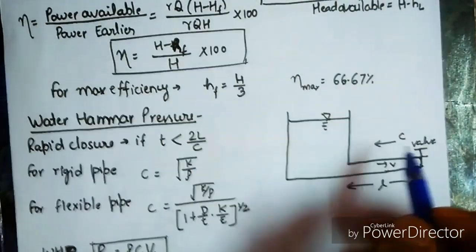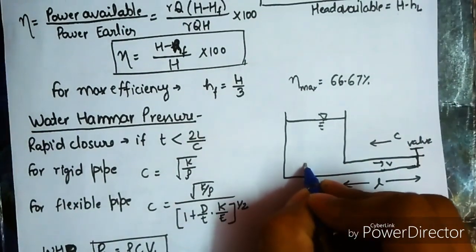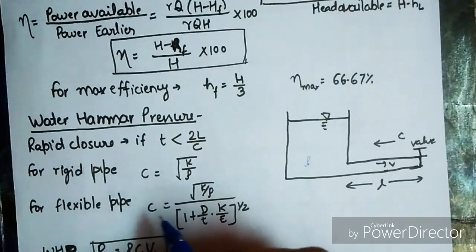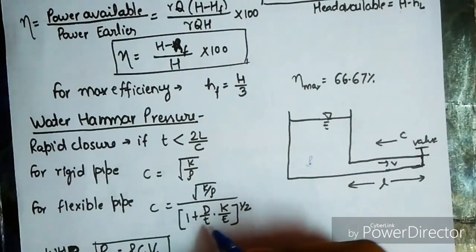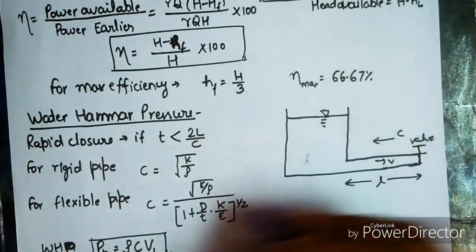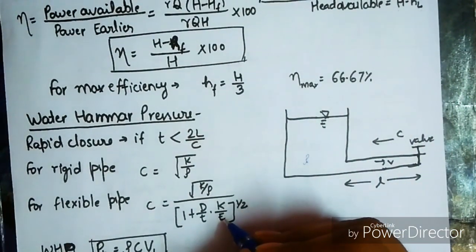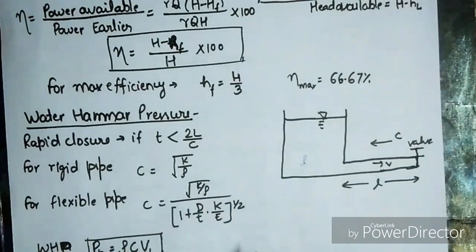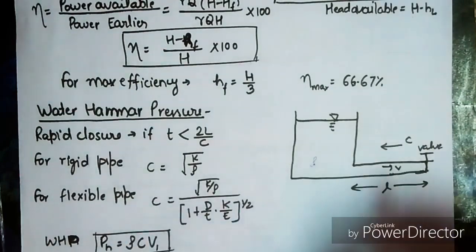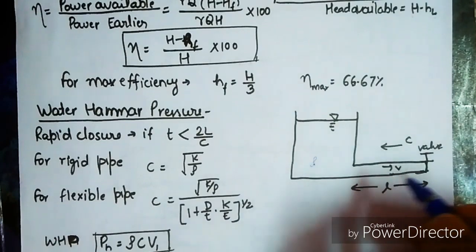Now for a rigid pipe, this value of C is under root K upon rho. K is the bulk modulus of elasticity of this liquid and rho is the density of this liquid. For a flexible pipe, C is under root of (K by rho) upon (1 plus (D by T) times (K by E)) raised to the power 1 by 2. D is the dia of this pipe, T is the thickness of the pipe, K is the bulk modulus, and E is the modulus of elasticity. And the water hammer pressure is pH equals rho C V, where V is the velocity of flow, C is the wave velocity, and rho is the density of the liquid.